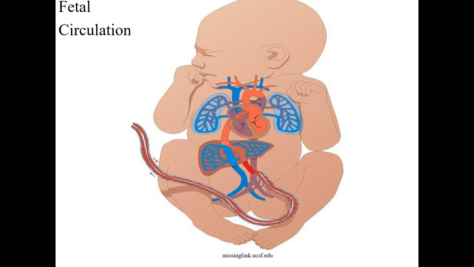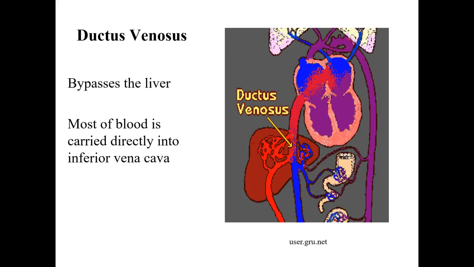Fetal circulation again. We're going to talk about shunts. So the ductus venosus, and the way I remember ductus venosus is, when I think of venosus, I think of quite a bit of blood, and we know that the liver is going to be responsible for filtering all that blood. But in a baby, the liver is very immature. It's not really functioning that well at that moment. And mom's body is doing all the filtering for it. So it doesn't really need to have the liver functioning at that moment.